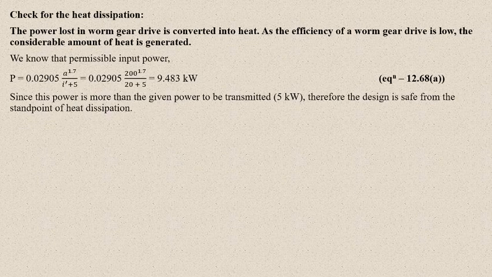Now check for the heat dissipation. Here we have to find the permissible input power, and the formula of permissible input power is given in the design data handbook. This one, capital P is equal to 0.02905, A is the center distance, i is the transmission ratio. Put the values and find the permissible input power. You will get the conclusion, and that is this power is more than the given power to be transmitted, that is 5 kilowatt. Therefore the design is safe from the standpoint of heat dissipation, or I can say with respect to thermal consideration.